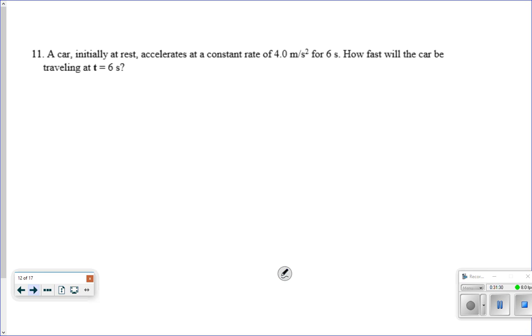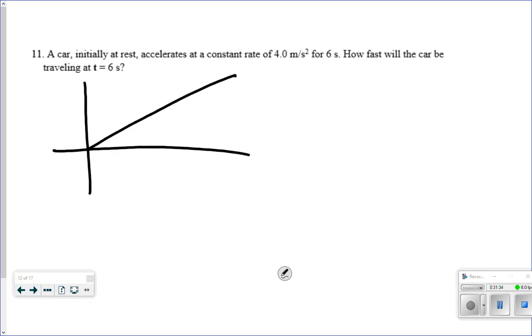But I need a graph. A car initially at rest accelerates at a constant rate of 4 meters per second squared for 6 seconds. How fast will the car be traveling at that 6 seconds? This is just an application of not just, I'm going to probably need to figure out my delta x here as well, but let's start. Let's start with what I can work with right away.